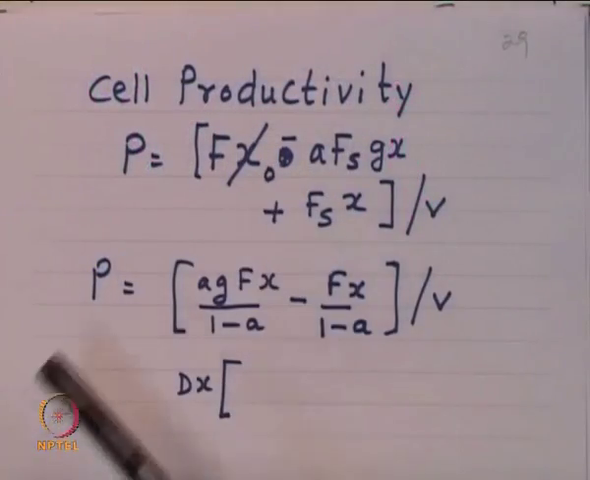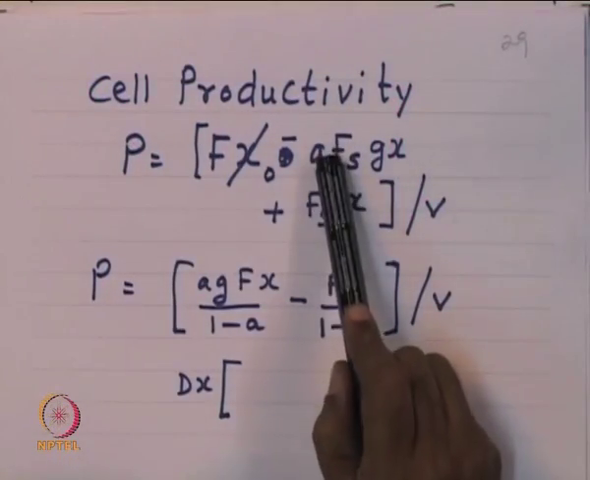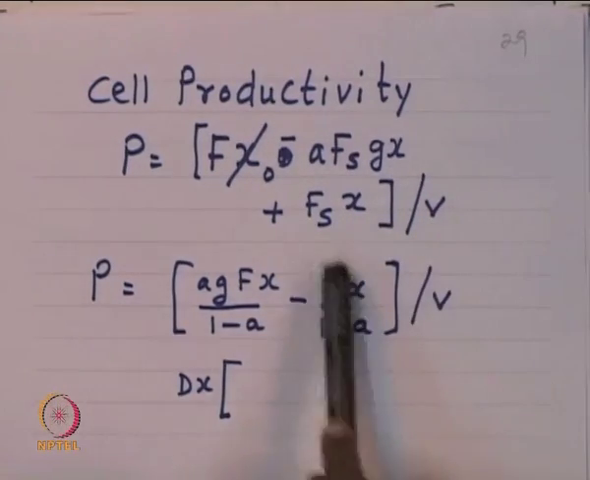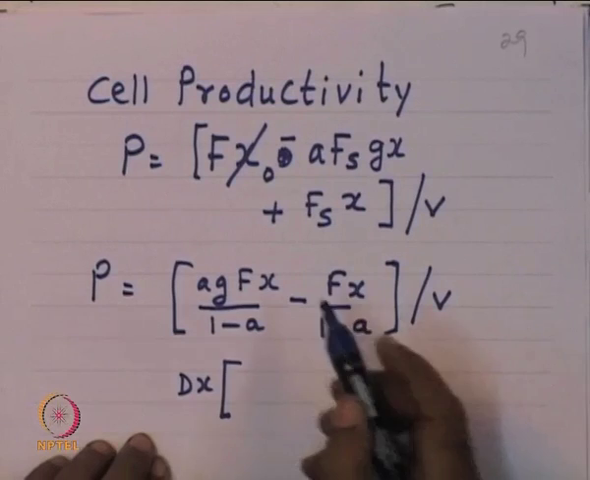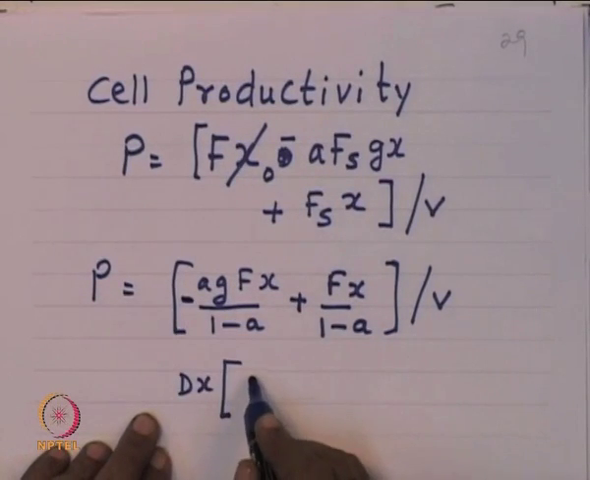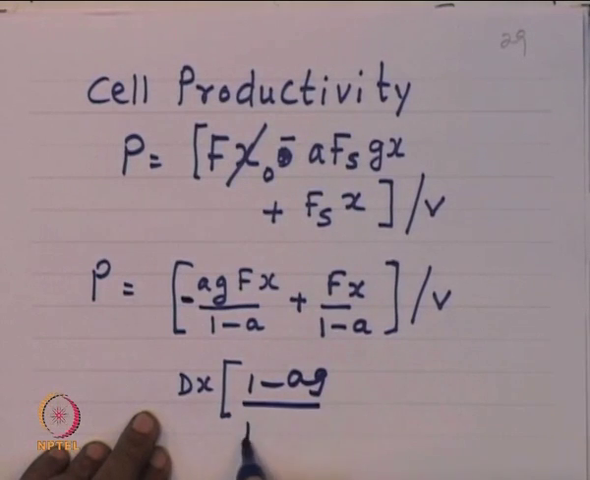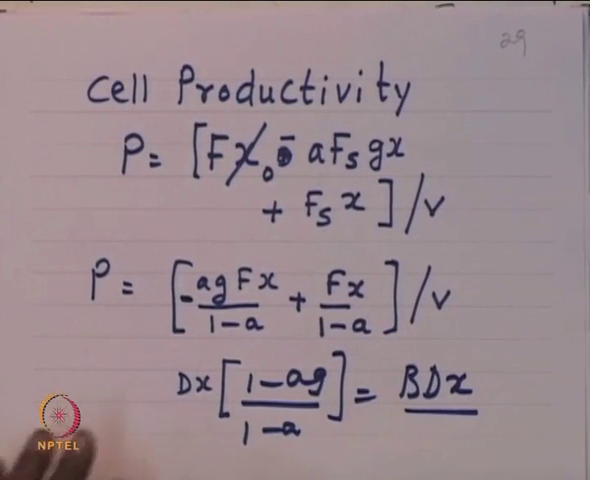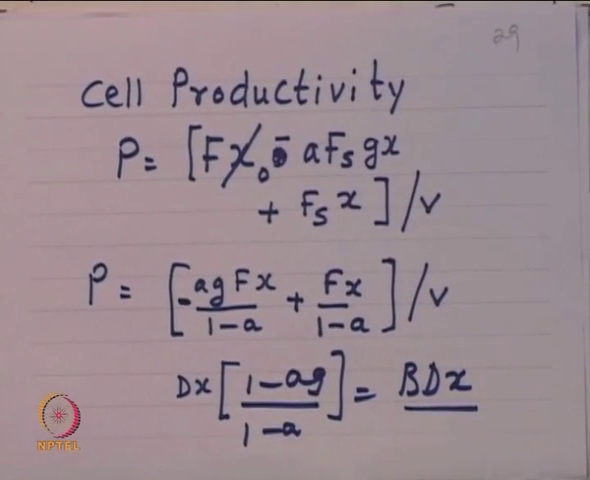Now, let us see what is the effect of this on the productivity for cell. Let us do the cell productivity. What is cell productivity? Input, output, so much is produced, so much is coming in, divided by volume. I put a plus here, minus here. So, it becomes 1 minus A over 1 minus A. So, this becomes B D x. Please tell me, productivity for cell is B D x.